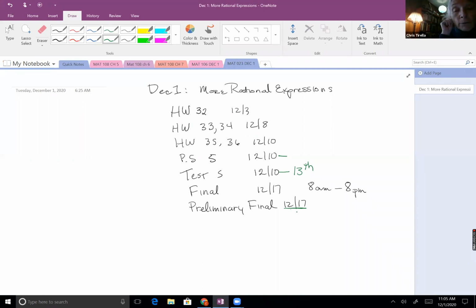And the final exam will be available for you to take between 8 a.m. and 8 p.m. on the 17th. Realize, folks, that this is a different time than all of the other tests have been. You're going to have shorter access to the final exam than you've had to the other tests because there's a quicker turnaround where I have to be turning your averages in to the college.